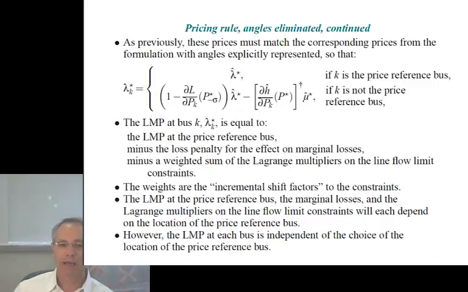Again, this assumes we calculate exactly. If we make approximations in some of our calculations, such as an approximation of the losses or the constraints, then we may find that the error in the approximation is an artifact of the choice of the price reference bus. But underlying it, the ideal LMPs are, as previously, independent of the choice of location of the price reference bus.